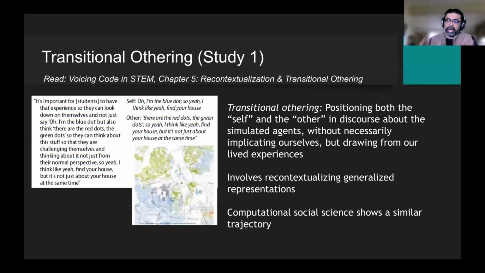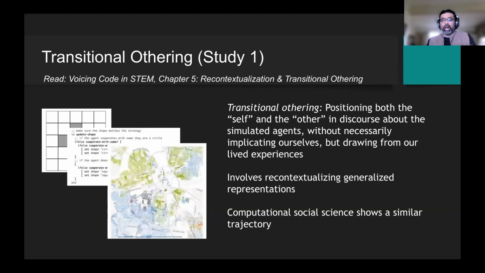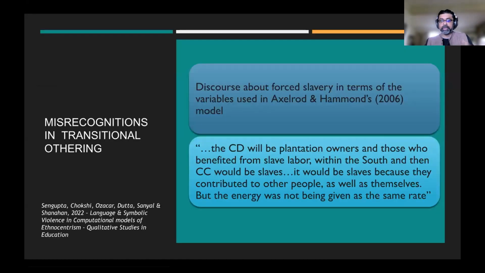And the insight there was what we term transitional othering. Papert's transitional objects became a transitional other. It became a space for both the self and the other, but without necessarily implicating the students. And so there was a bit of safety there that was created, right? But all is not hunky-dory here. And chapter 5, by the way, shows that this happens through progressive recontextualization. Neutral algorithm, neutral code, transparent language becomes progressively recontextualized in a safe way.